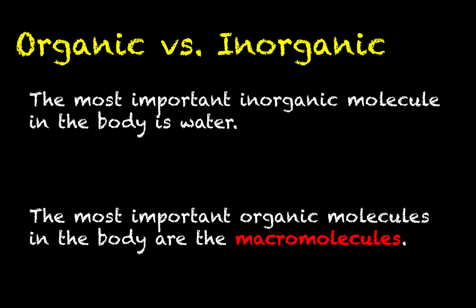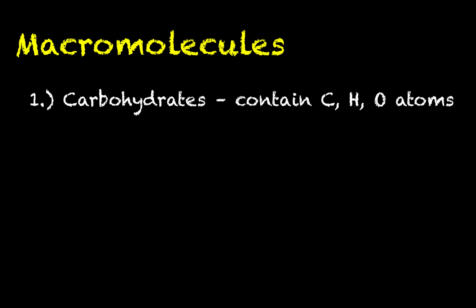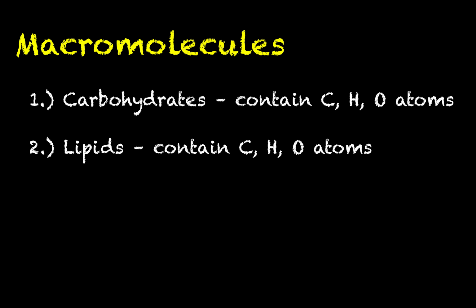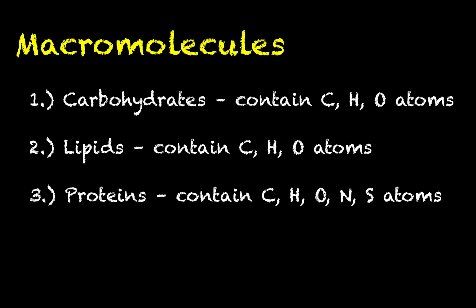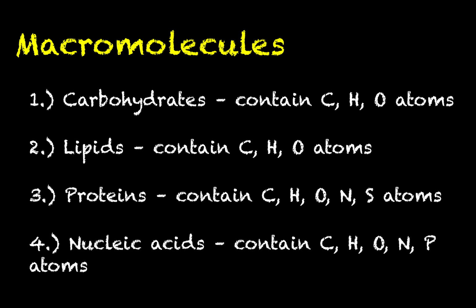So as far as the important organic molecules go, most of these are going to be what we call macromolecules. Of the macromolecules, we have the carbohydrates, which contain carbon, hydrogen, and oxygen atoms, lipids, which also contain carbon, hydrogen, and oxygen atoms, proteins, which contain not only carbon, hydrogen, and oxygen, but also nitrogen and sulfur, and then finally the nucleic acids, which contain carbon, hydrogen, oxygen, nitrogen, and phosphorus atoms. You can see that these different types of macromolecules all contain at least carbon and hydrogen, which again is what makes them organic. And we will have videos that are separately dedicated to each of these four macromolecules in the future.